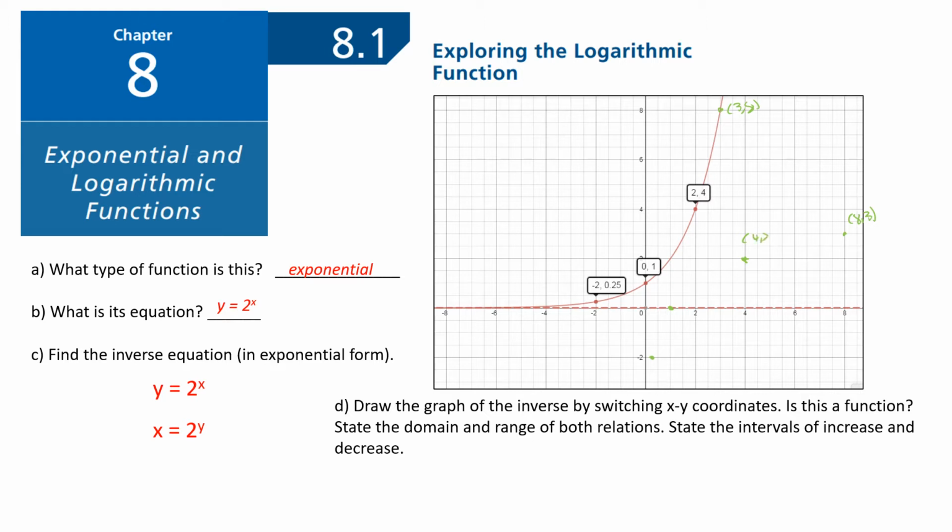Here's 4, 2. And this one is 1, 0. And down here we've got a quarter and negative 2. Okay, so all we did so far is this first part here. It says draw the graph of the inverse by switching x and y coordinates. Done. Okay, we did that.